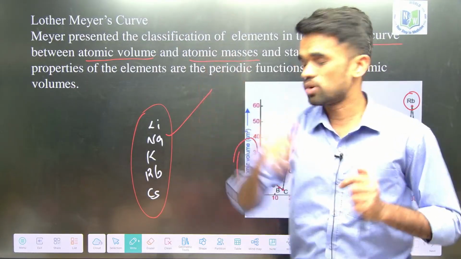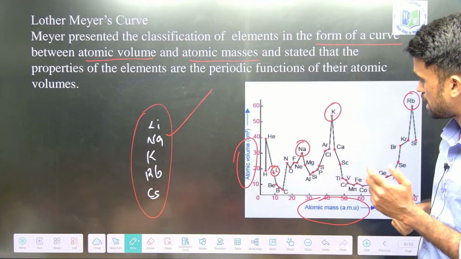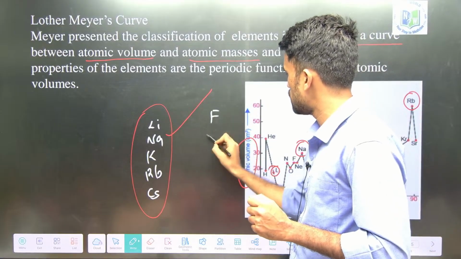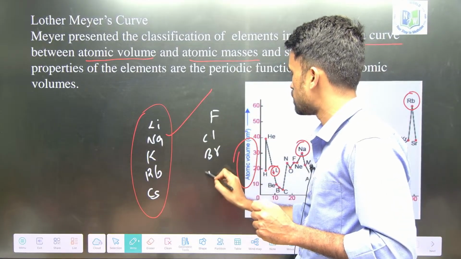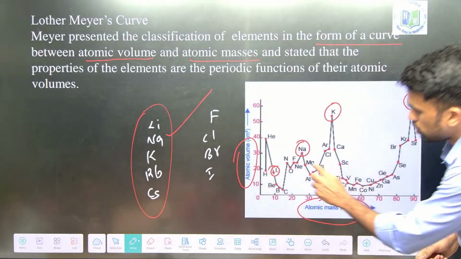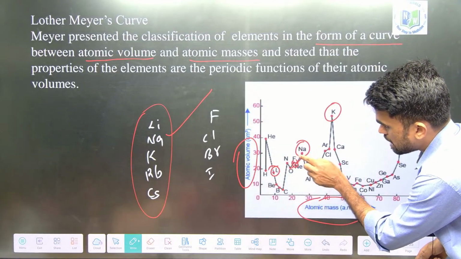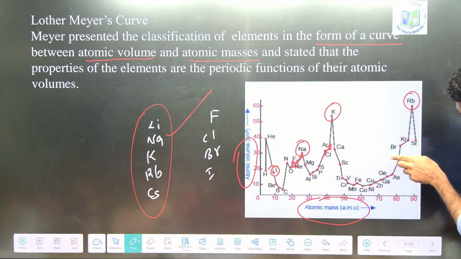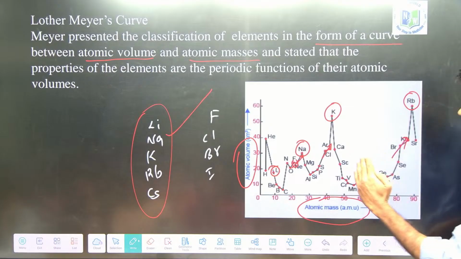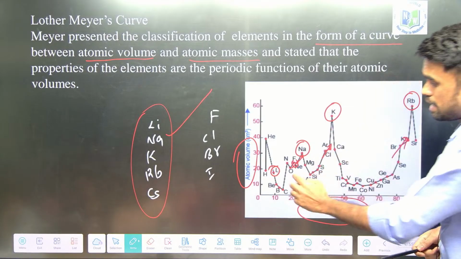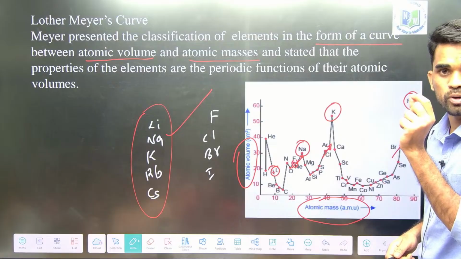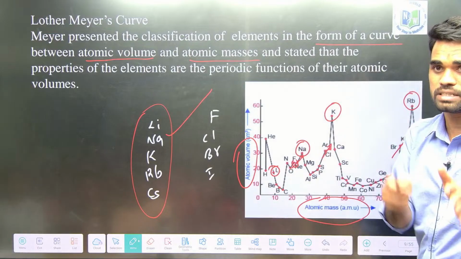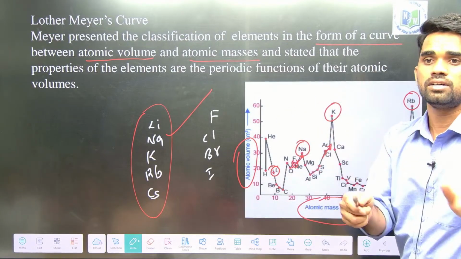Is this clear? In the same way, let us take some other elements. What are the halogens you know? Fluorine, chlorine, bromine, iodine. If you observe, fluorine is on the increasing part of the curve, and here also, and somewhere here bromine also. So they occupy similar positions on the increasing order of the curve. Elements having similar properties occupy almost similar positions on the curve.